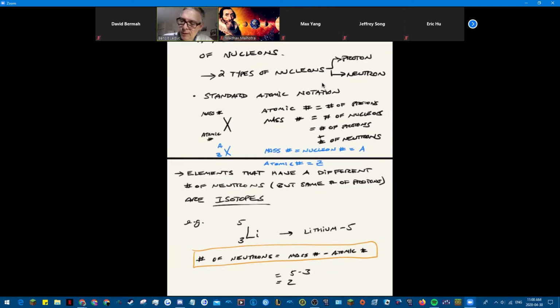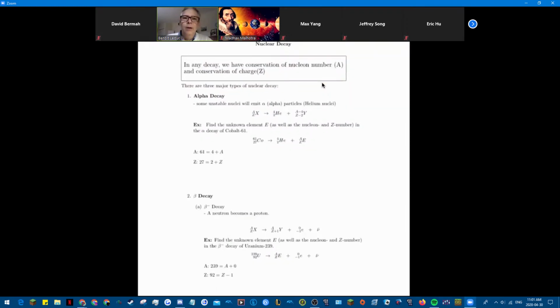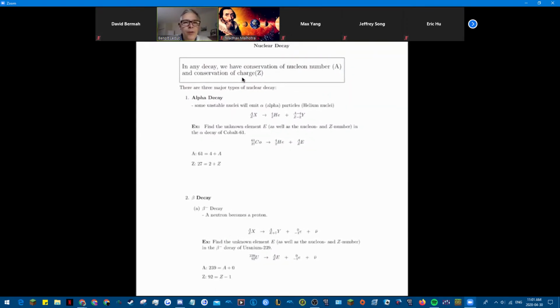All right. So go back here. In any decay, any transformation here, we have conservation of nucleon number. So the number of nucleons doesn't change, and the total charge does not change either. These are conservation laws. And all of physics is actually subsumed in about 7 conservation laws. You're going to learn some more next year: conservation of angular momentum, conservation of momentum, and you're going to learn other laws as well.